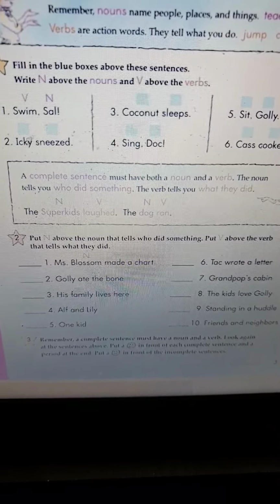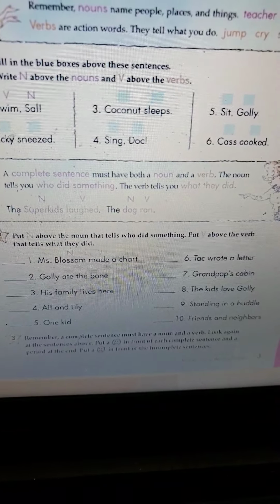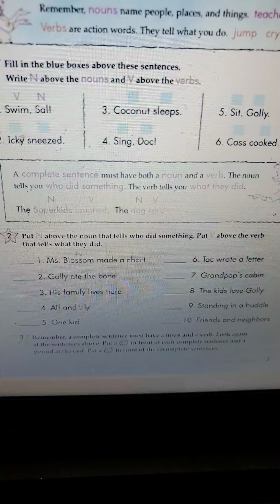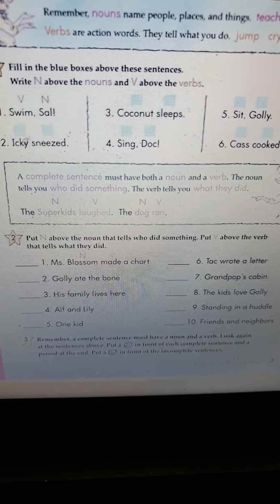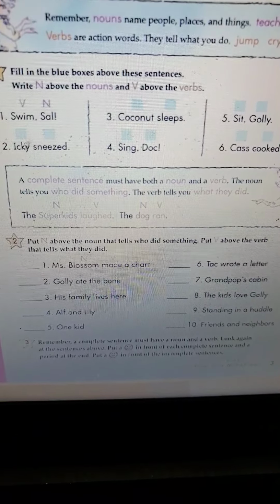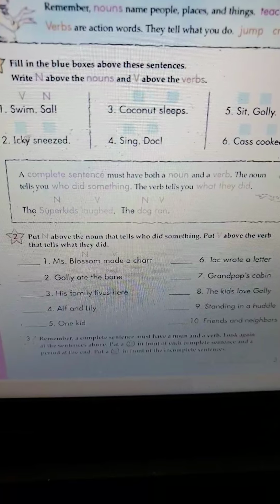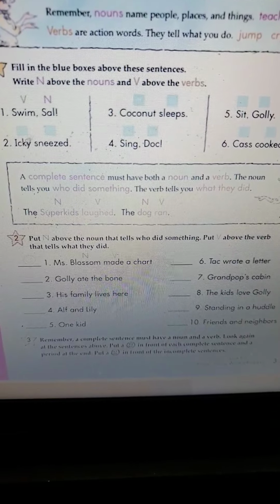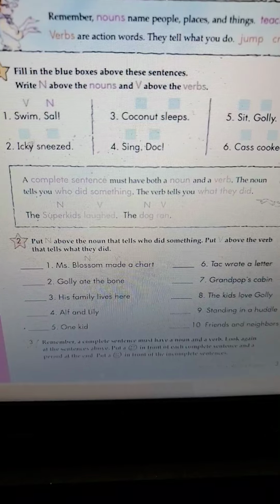So on number 2, it says put N above the noun that tells who did something and put V above the verb that tells what they did. Okay, so that's easy. Let's do number 1. Miss Blossom made a chart. Okay, so who did the action? Miss Blossom, so that's a noun. And what did she do? She made something. So made is a verb.